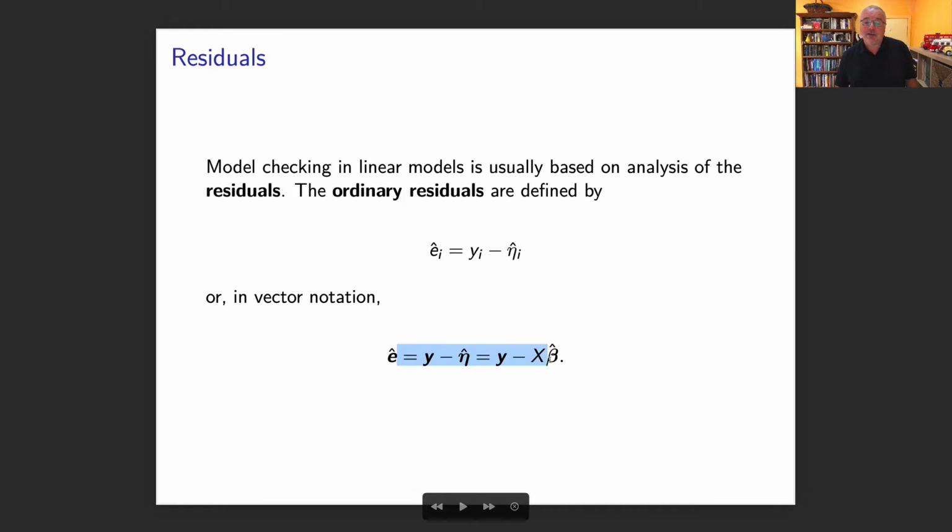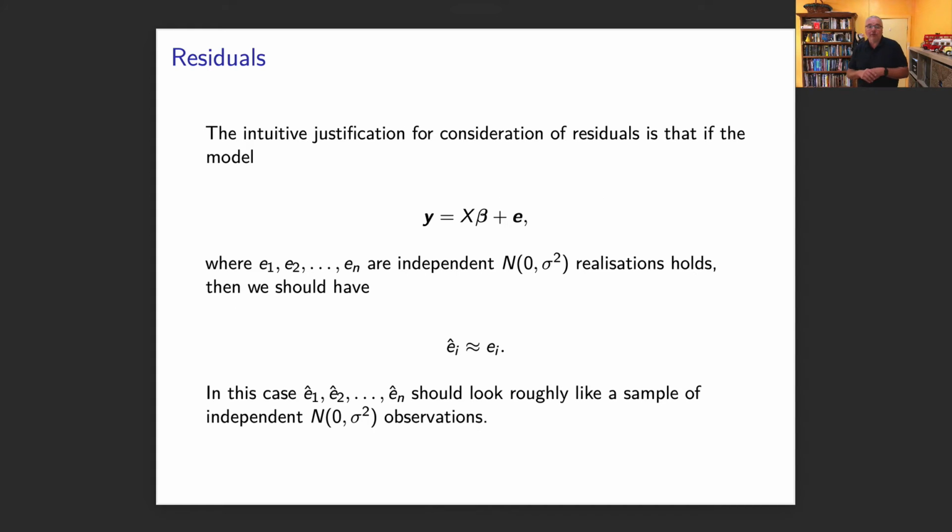Here's exactly the same thing in vector notation. So we just go y minus X beta hat. And I'm calling them ordinary residuals because we're going to get two more in a second. Well, why do we do that? Why do we go observed minus fitted and have a look at it?